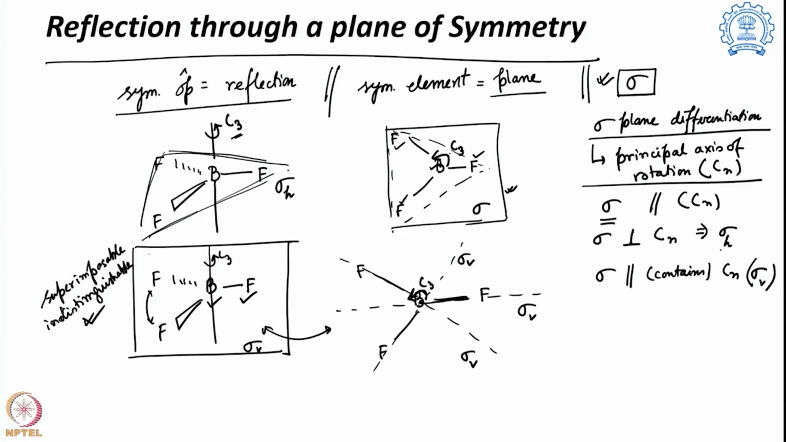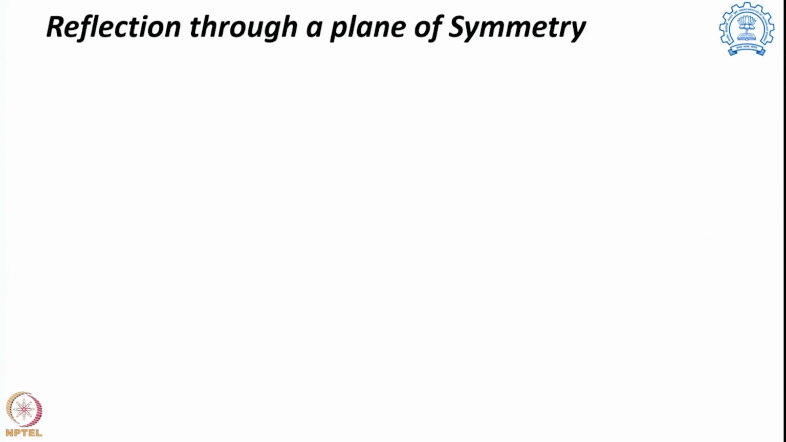So this H defines horizontal and this V defines vertical. So these are the different sigma planes I can actually have. Now let us take a look into some other molecule.